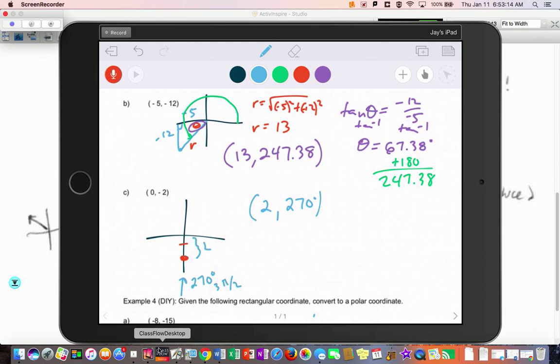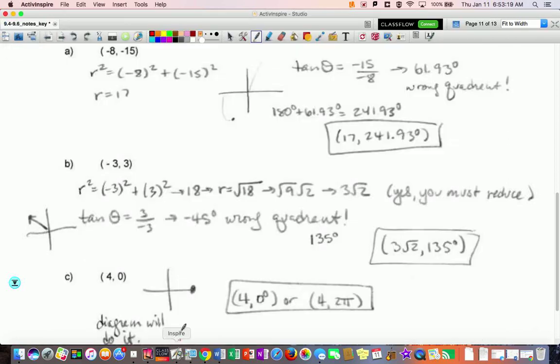All right, so let's go over and look at the answers for the DIY. So the first one, again, you would be to the left 8, down 15, so you're over here. So you can do the Pythagorean theorem, you get 17, and again, 61.93 would be in the wrong quadrant, so you have to add the 180, because you want to always go from here to here and to there.